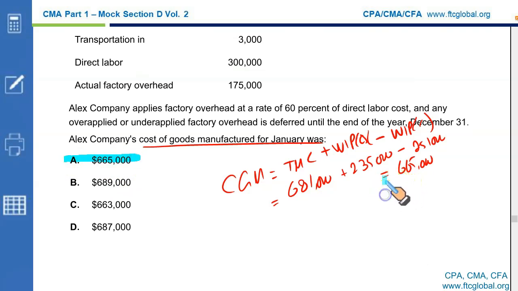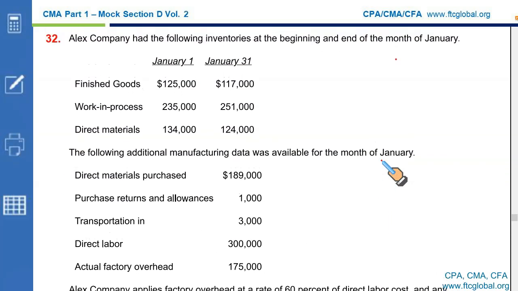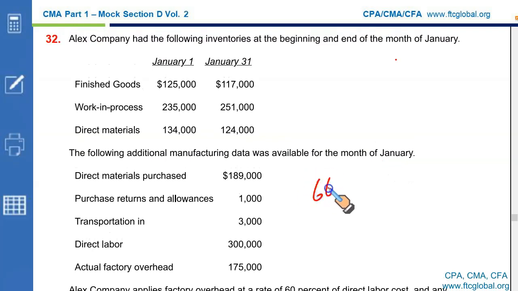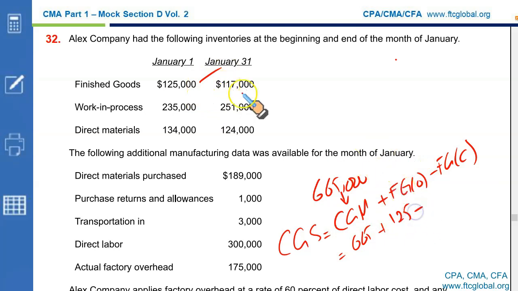Now let's say if we are required to calculate the cost of goods sold, we are just doing it on our own. 665 is the cost of goods manufactured. If you are required to calculate the cost of goods sold, that is equal to cost of goods manufactured, which we just calculated. To this you add your finished goods opening stock and you deduct your finished goods closing stock, and there you go. Cost of goods manufactured is 665, finished goods opening is 125, finished goods closing is 117, and the net will give you the cost of goods sold.